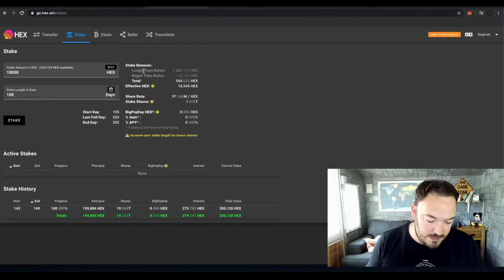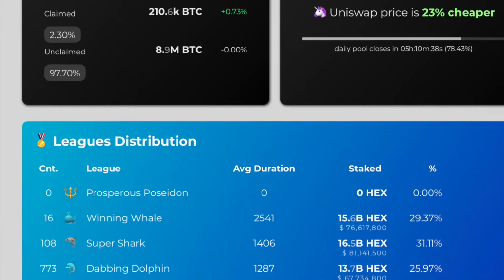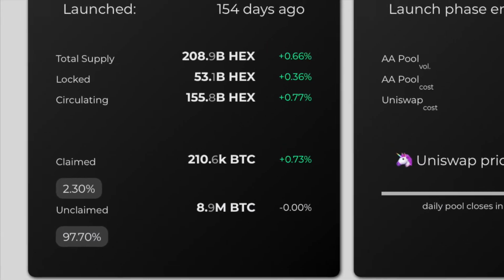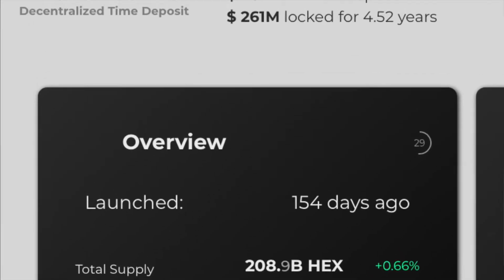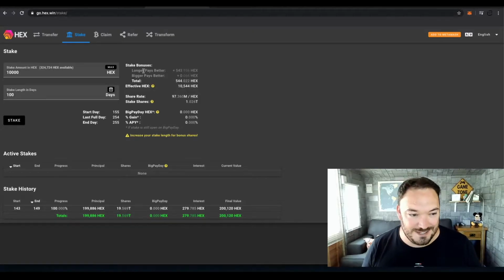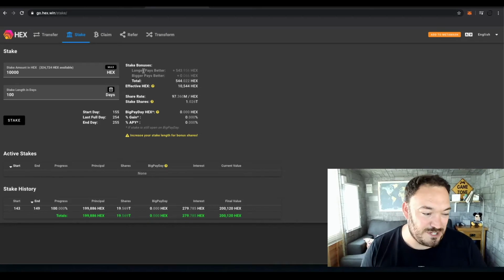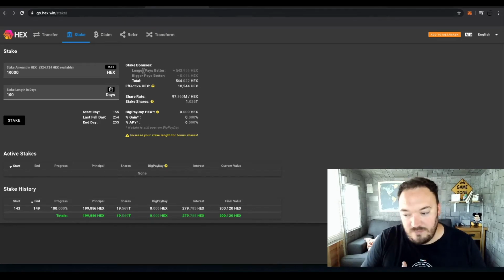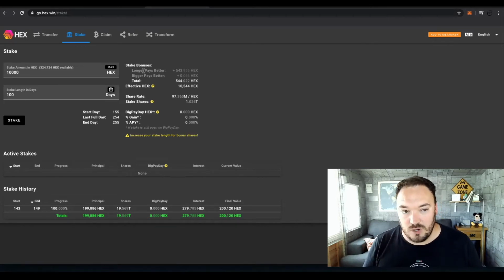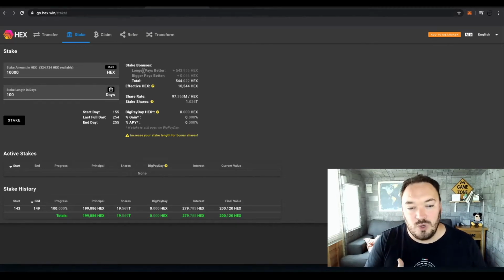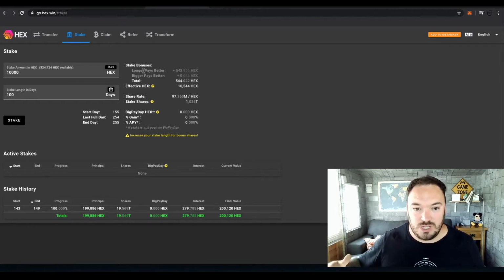Now this has spurred people on to stake for, if you go on the hex.live page, some people are staking for 10 years, 12 years, something crazy like that. I'm not thinking that far into the future, but it just goes to show that this platform is geared towards the longevity of it. It isn't like you put money in today, you get money out tomorrow. You can do that if you want to, but you are incentivized to stake for longer.